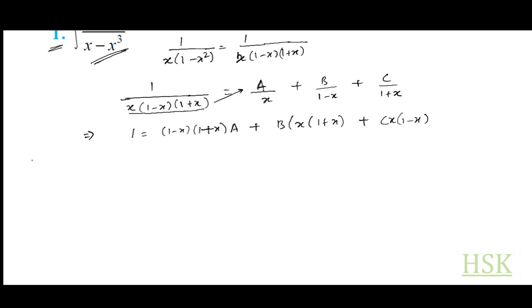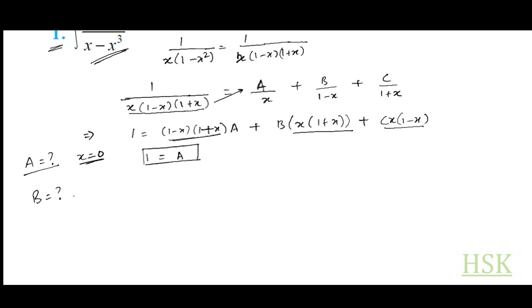Now to calculate the value of a, I am going to place x as equal to 0. As I'm going to place x is equal to 0, both of these terms are going to become 0, and I'm going to get 1 is equal to a, as 1 minus 0 into 1 plus 0 is going to give the product as equal to 1. So I'm going to get the value of a as equal to 1.